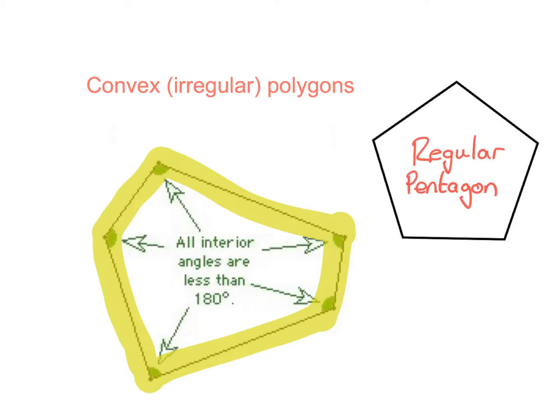So by way of comparing these two pentagons, this is a regular pentagon. It has all of its sides exactly the same in length. All of its angles are exactly the same in size, compared to an irregular or convex polygon where the angles are quite different and the lengths of the sides are also quite different.